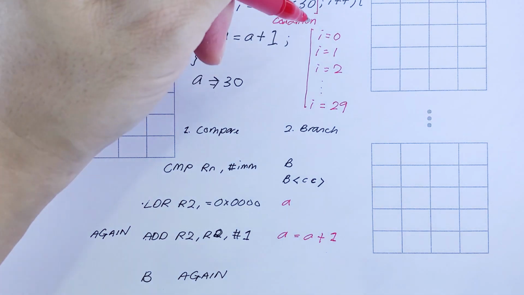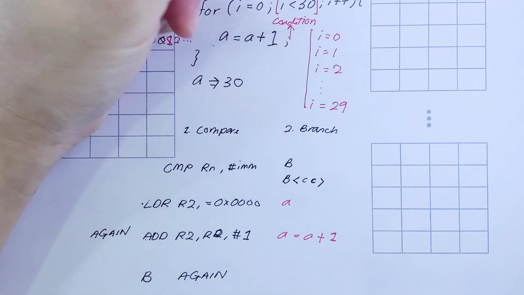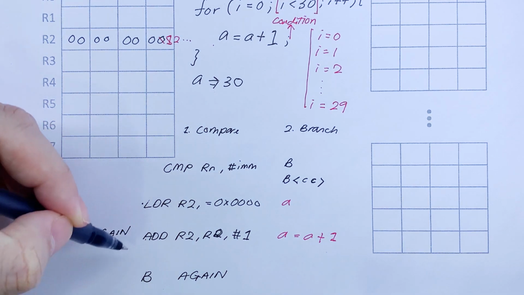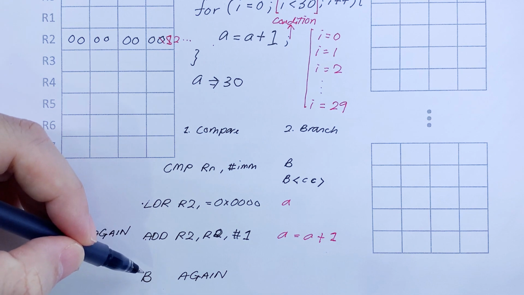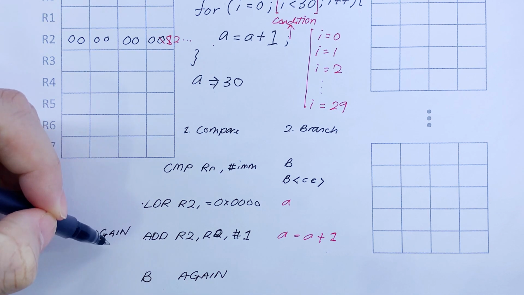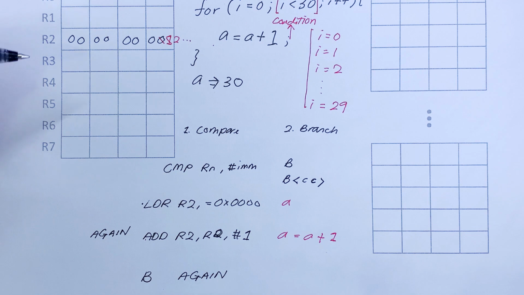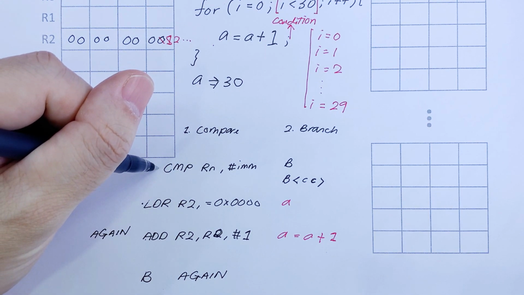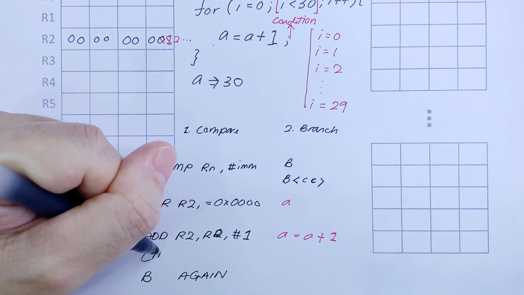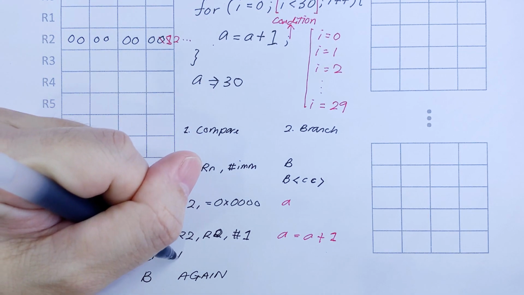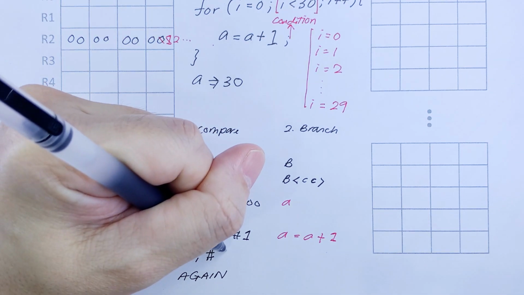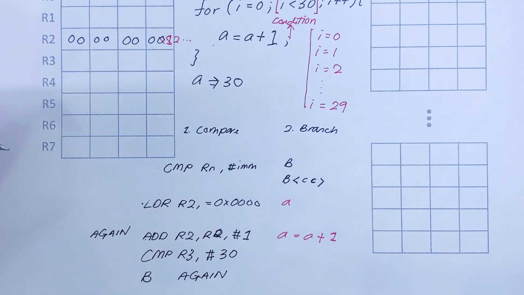So therefore, we need to learn how to implement the condition as what we did in the for loop, so that the processor knows after a certain amount of time it should not go back to it again, as what we wrote in the label. So the way we implement it is by using the compare instruction. So compare, for example, we have R3, and let's say we want to compare with 30.